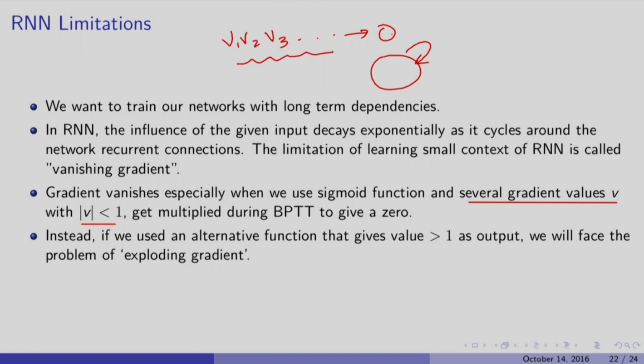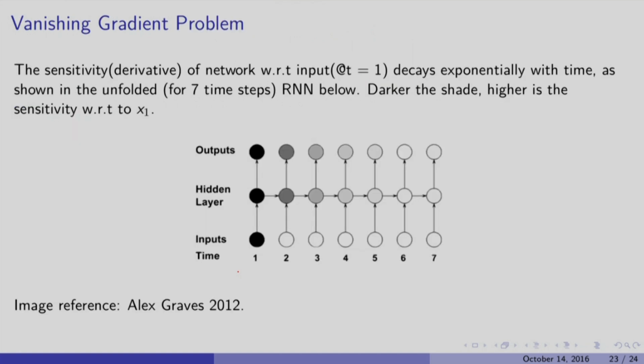One might say that you could use an alternative function that gives value greater than 1 as output, but this will have the other problem, which is your gradients might simply explode. So the idea is to be very selective about which states to use to predict the next state. Do you really need the entire history to matter when it comes to predicting the state based on the current input? So the vanishing gradient problem has been shown here with respect to the unfolded network.